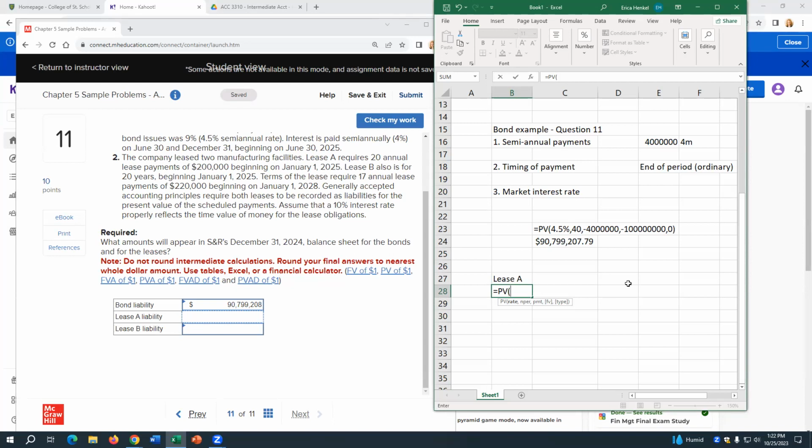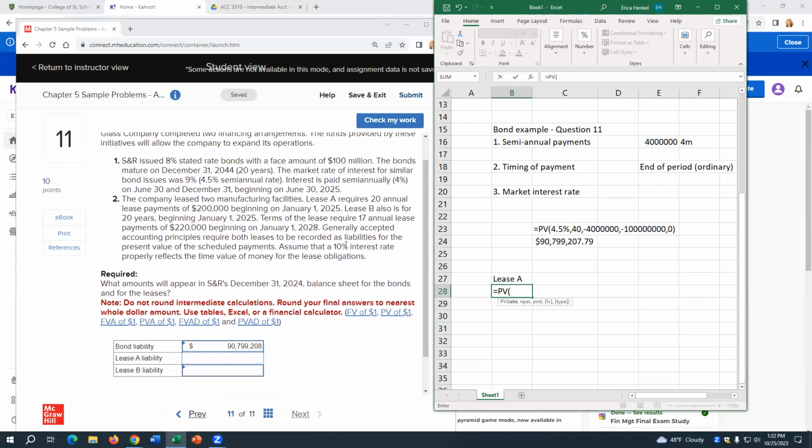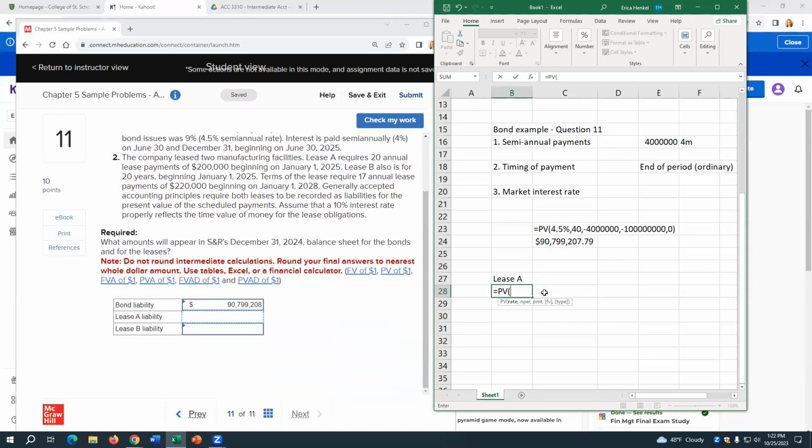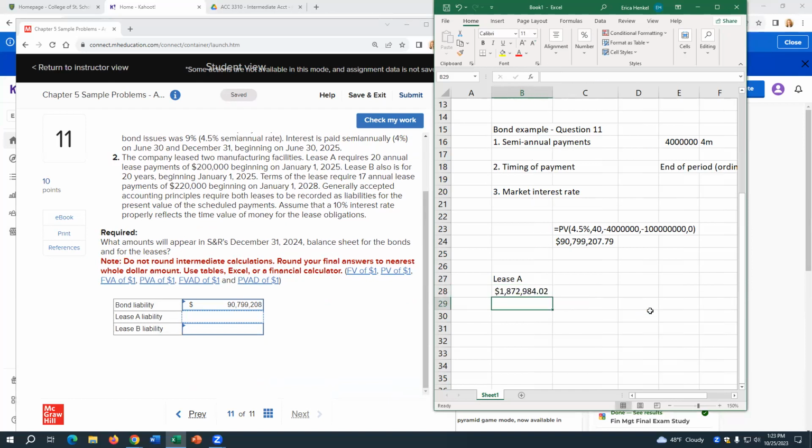Did they give us anything about the rate? Okay, thank you. At the bottom of the paragraph, 10%, number of periods was 20, payment is 200,000, future value is what? Zero, right? We don't have to pay anything at the end. And we already determined it's the beginning of the period because it's an annuity due. So that's what I came up with. Is that what you all came up with? Yep. Okay. All right.